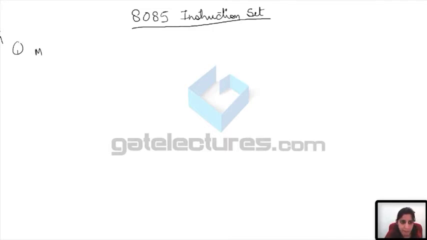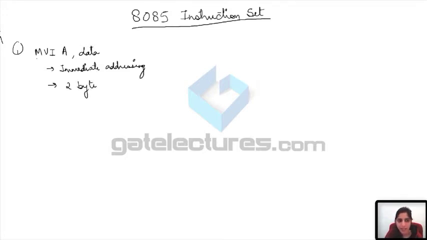MVI A, data. So we've seen that this is an instruction of immediate addressing mode. This is going to be a 2-byte instruction. 1 byte is taken by the opcode, and 1 byte is taken by the data. This is going to be 8-bit data. So this is a 2-byte instruction, and it is going to take 2 machine cycles.